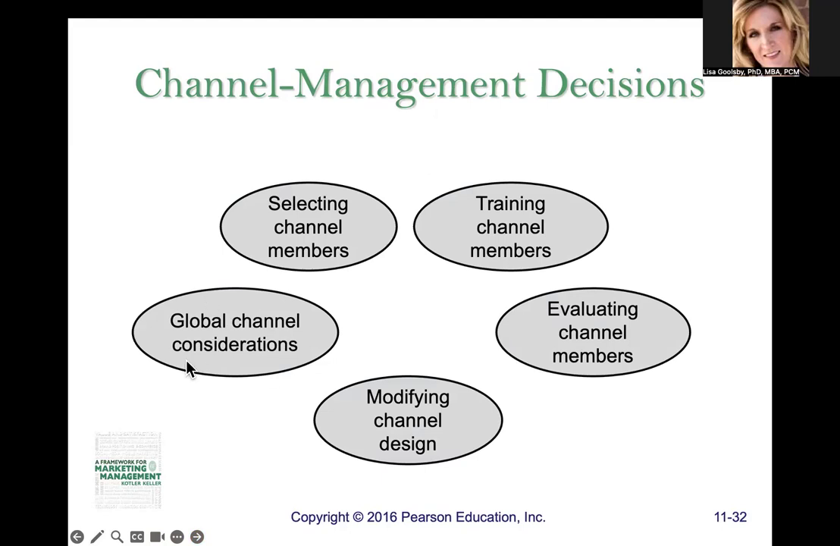If you're going global, that's going to add a whole new level to everything that you're doing because you'll need probably different channel members in each country. It may not be possible to utilize the same channel members you would use in one country in another country.